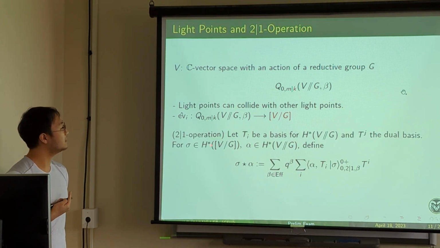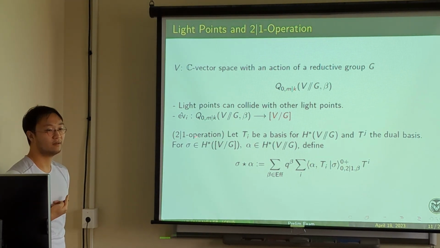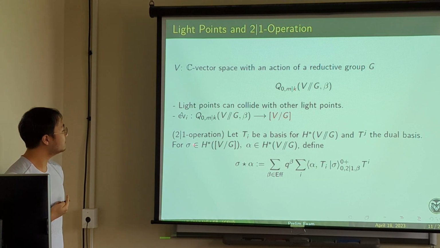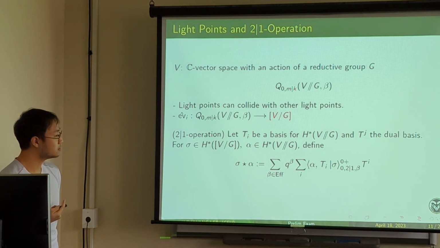So now let's say M is 2 and K is 1. So 2 heavy markings and 1 light marking. Now I can define a 2-bar 1 operation.